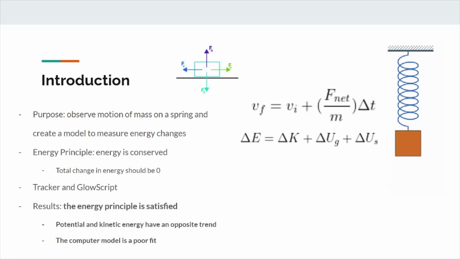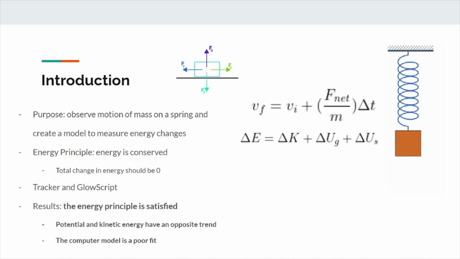This is accomplished using Newton's second law and the energy principle. Using these two formulas will allow us to see the energy principle in practice, since delta E will be zero if this experiment truly upholds the principle. I used Tracker to create an observational model and collect the motion data, and used GlowScript to create a computational model based on the initial Tracker conditions.